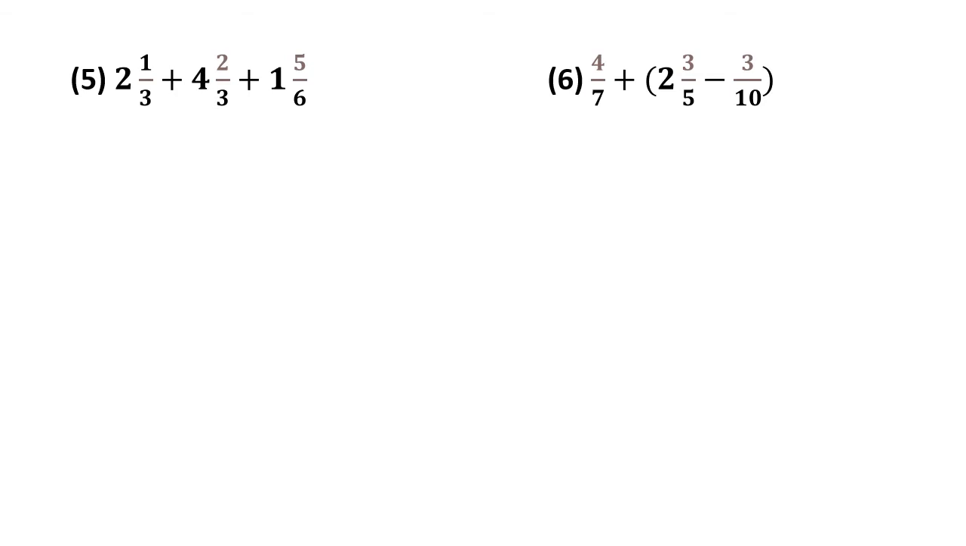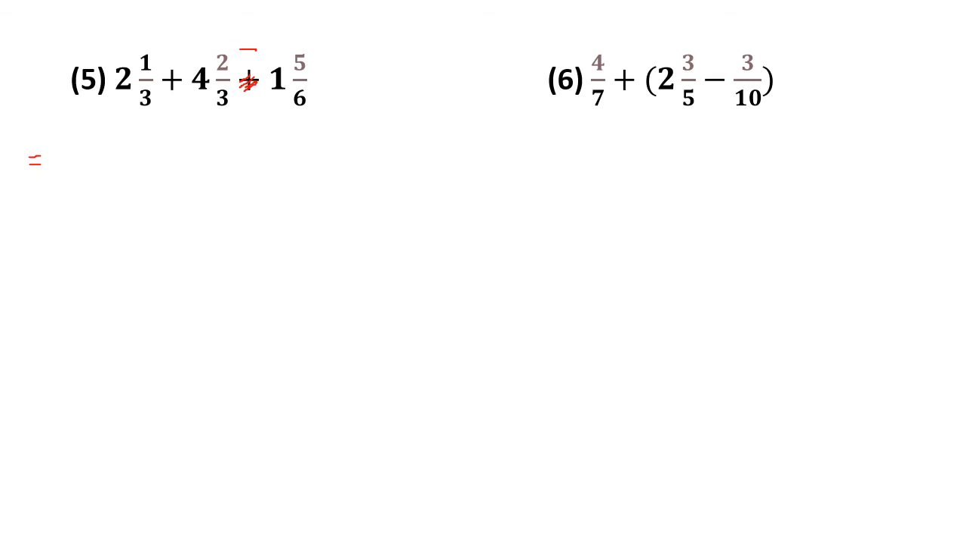Now, fifth and sixth examples are mixed. Mixed means more than two, so addition and subtraction both can be included. Okay. So what can I do? I'm changing this question just to make it a more generic question. I'm making a minus here. So two of them are addition and one of them is subtraction. So can I do all together? Answer is yes. First, let us convert each one of them into an improper fraction.